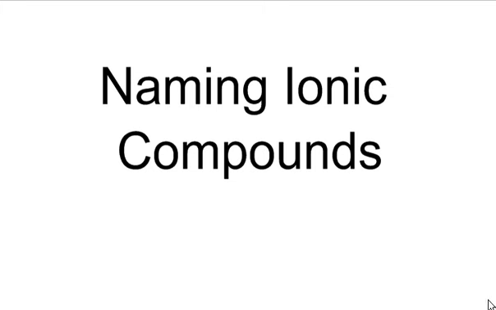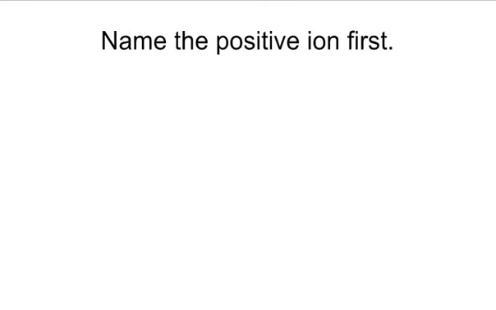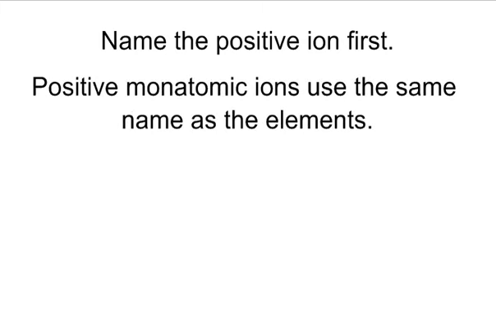This will be a short video explaining how to name ionic compounds. A couple of tips to keep in mind. We always name the positive ion first. Elements that form positive monatomic ions will take the same name for the ion as the element had.